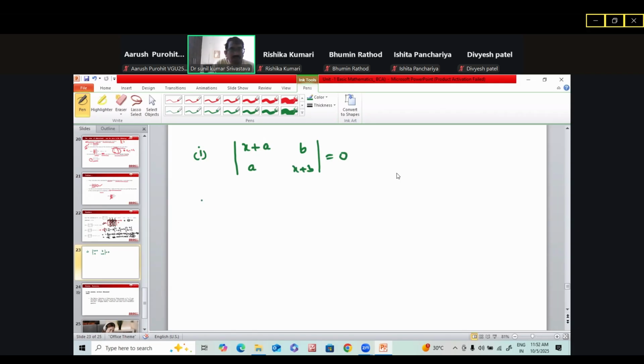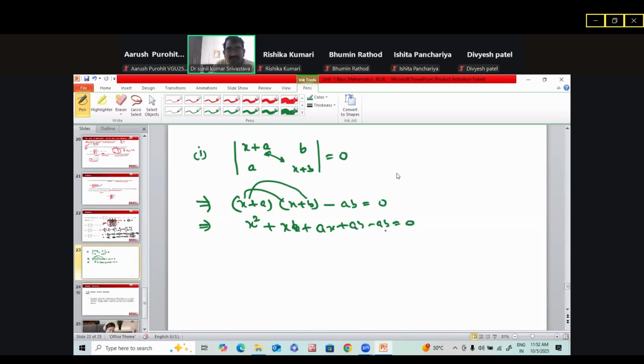First of all, this is a 2 by 2 determinant. We multiply the diagonal entries: x plus a into x plus b, and then subtract ab, which is equal to 0. Now simplify: x square plus xb plus ax plus ab minus ab is equal to 0.